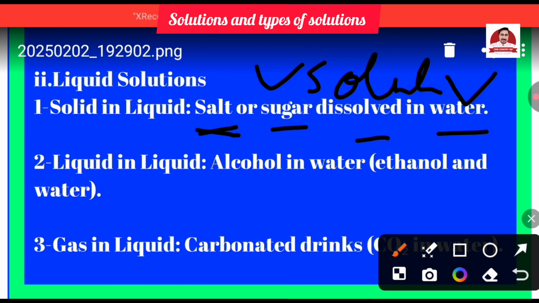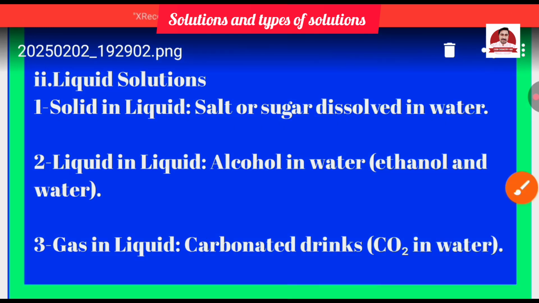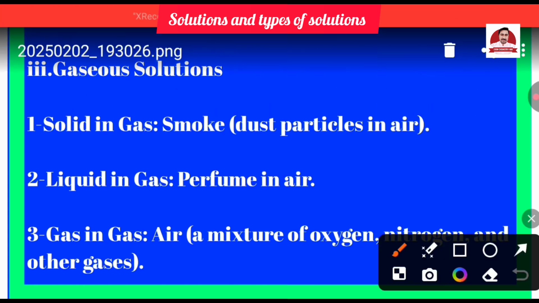Liquid in liquid, that is alcohol in water. Here ethanol or alcohol is the solute and water is the solvent, because both are liquids but water is in a large amount and ethanol or alcohol is in a small amount. Gas in liquid, that is carbon dioxide absorbed in a cold drink or any carbonated drink, that is carbon dioxide in water.